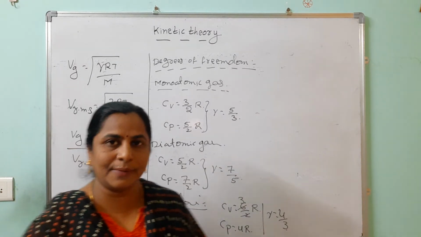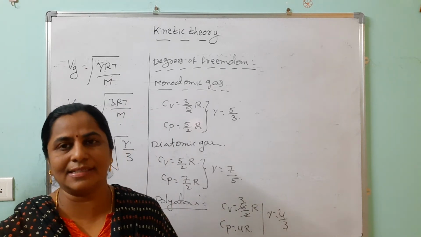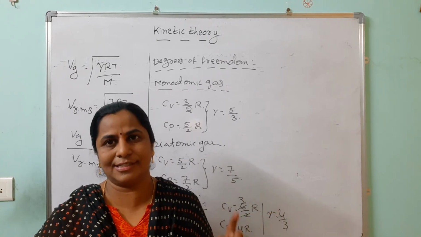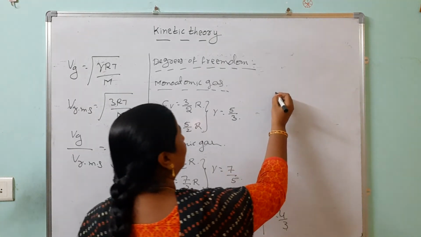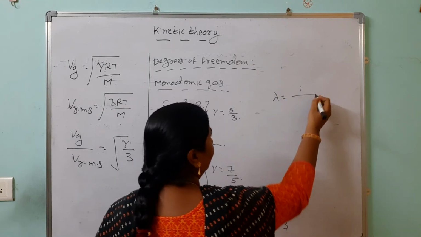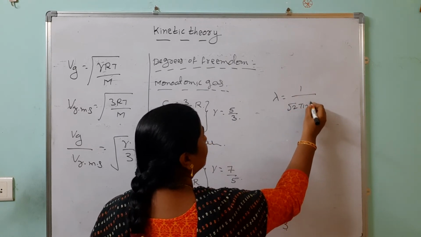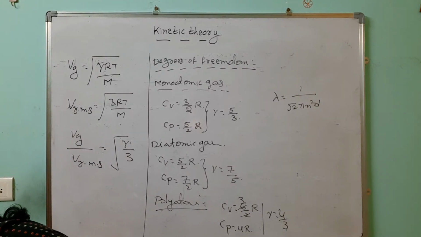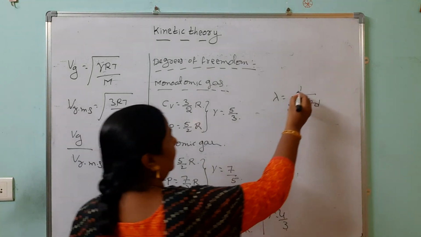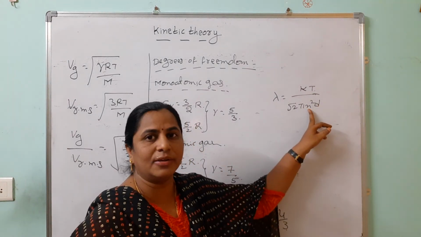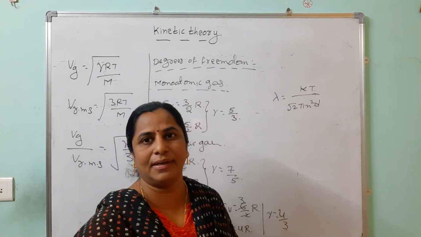Then the last concept is the mean free path, that is represented by lambda. The distance between two successive collisions between the molecules is called the mean free path, that is represented by lambda equals 1 by root 2 pi n square d. So that is the mean free path. Here k belongs to Boltzmann's constant, T is the absolute temperature, n is the number of molecules per unit volume, and d is the diameter of those molecules.